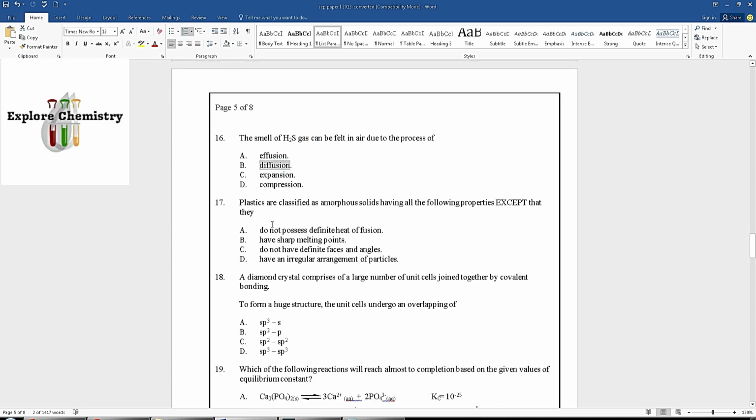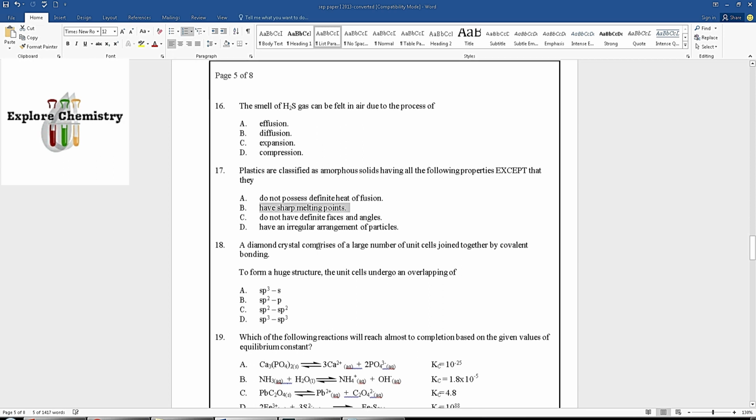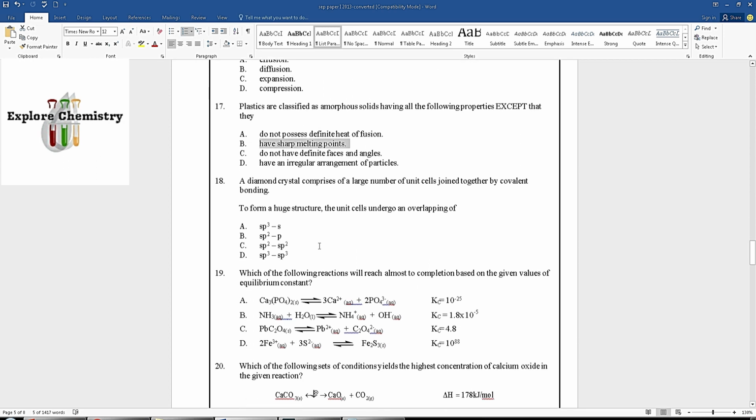Number 17, plastics are classified as amorphous solids having all of the following properties except: do not possess definite heat of fusion. It is correct for amorphous solid. Have sharp melting and boiling point. This is wrong for amorphous solid. Do not have definite faces and angles. Correct for amorphous solid. Have an irregular arrangement. This is also correct for amorphous solid. This one is wrong.